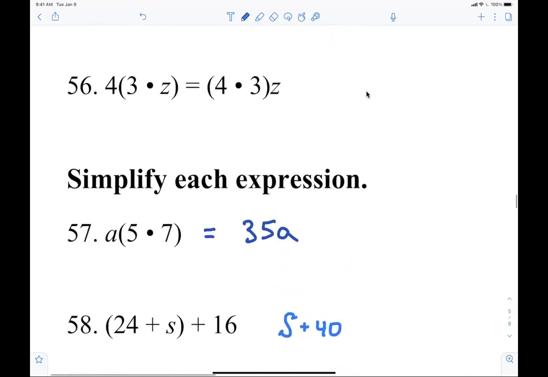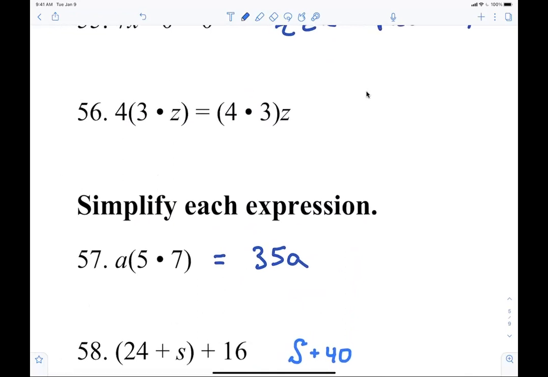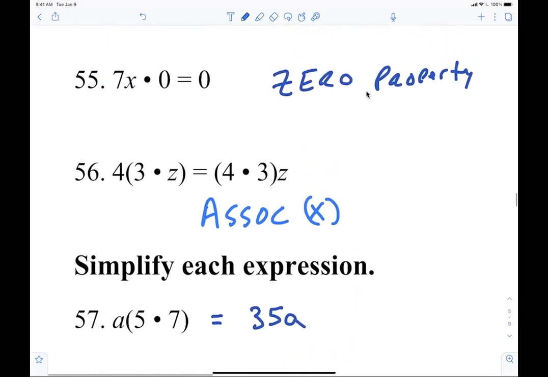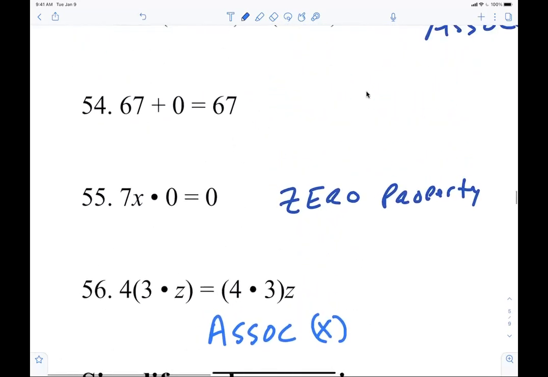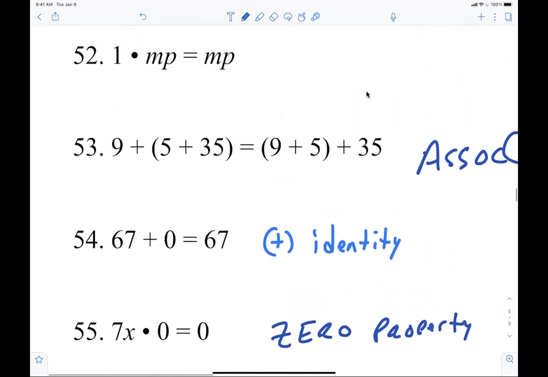And then Max, what kind of property is 56? 56, that is associative. You are amazing. Thank you, kiddo. And I want the little multiplication symbol. Very good. Austin, tell me about 54. And if you don't remember, it's okay. Identity. Yay, very smart, buddy. Additive identity. Thank you, buddy. That was good.